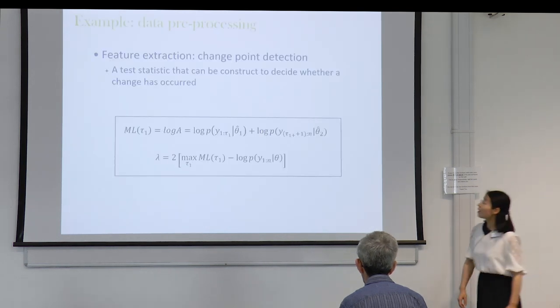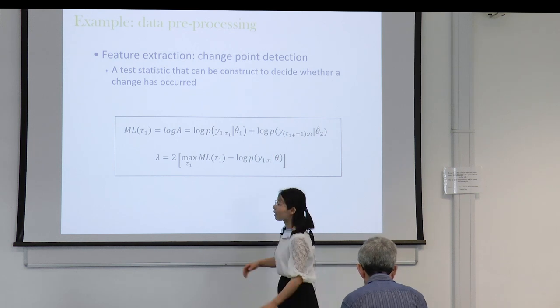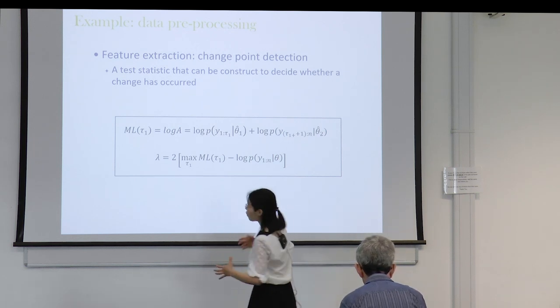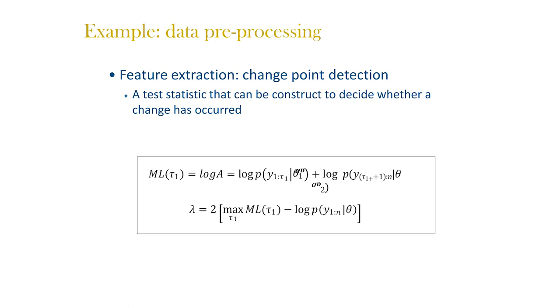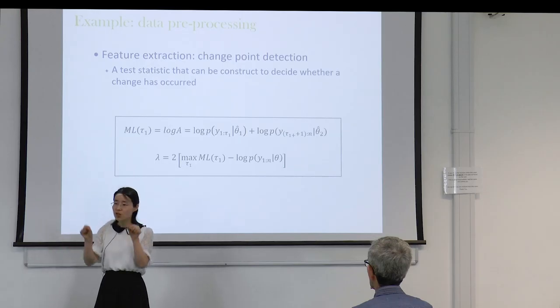Okay, here comes the example. So for feature extraction, that's more like data transformation, right? Don't look at the mess. Just think about, you have a signal that is capturing temperature over the day. And you want to know whether at a certain point the distribution of the data changed, or there is a significant change of the temperature. For example, in the morning, normally it is much cooler. And then at a certain point, it becomes much warmer. And then in the afternoon, maybe it's much, much warmer. And then it cools down. So you want to find those changing points.